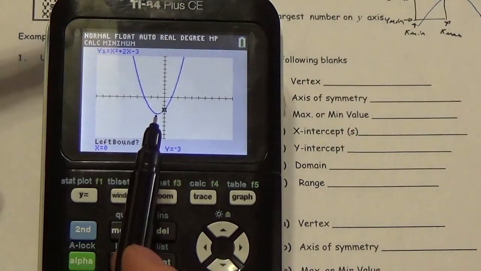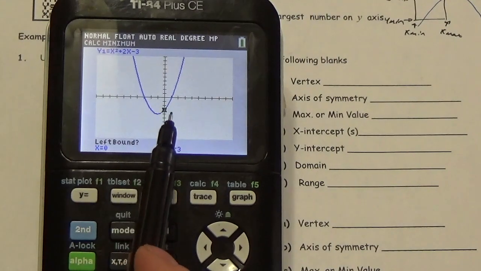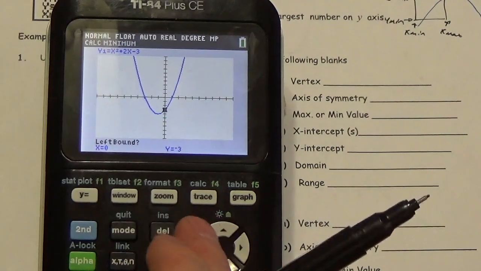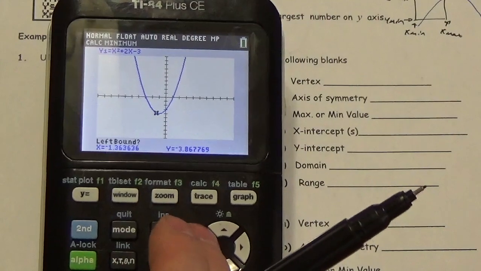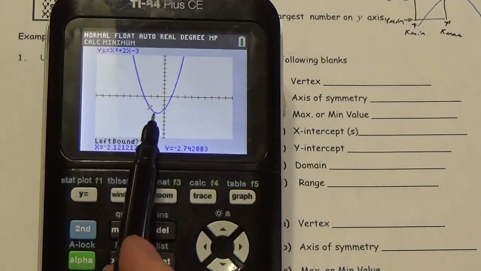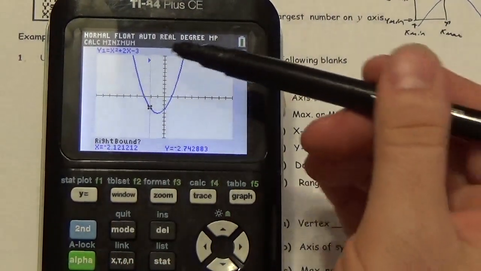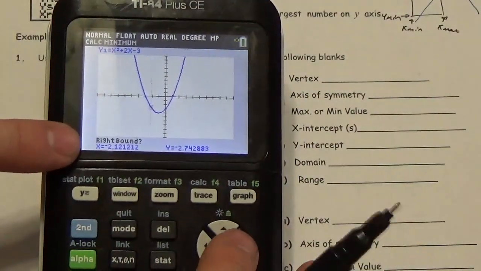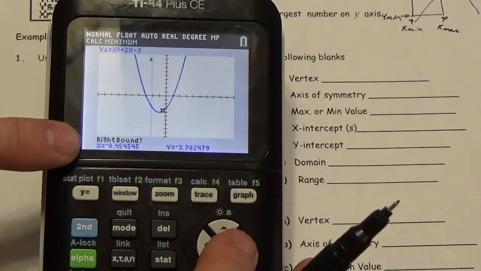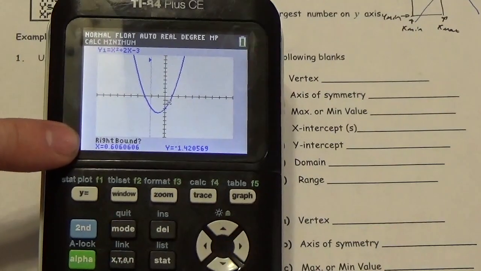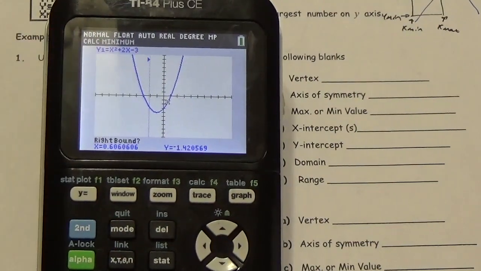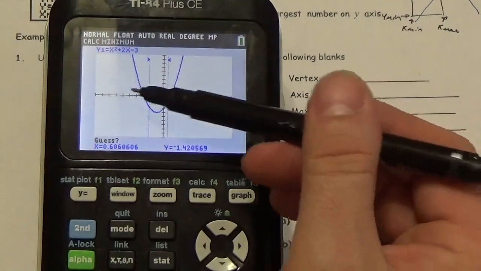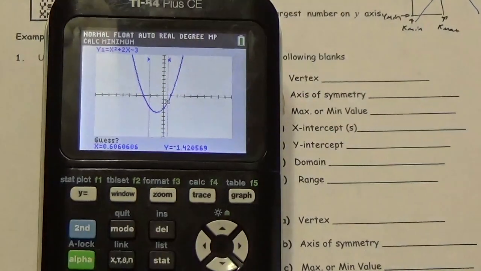Okay, here's my vertex right here, and my cursor is blinking over here. So what I'm going to do first of all is move my cursor so it's to the left of the vertex. I'm going to press enter, and I get this little triangle and a line here. Now it's asking for a right bound, so I'm going to move my cursor beyond the vertex. In fact, I'll move it way over here, just as long as it's to the right. Press enter. And so now it's asking for a guess here. Now, I wouldn't worry so much about the guess.